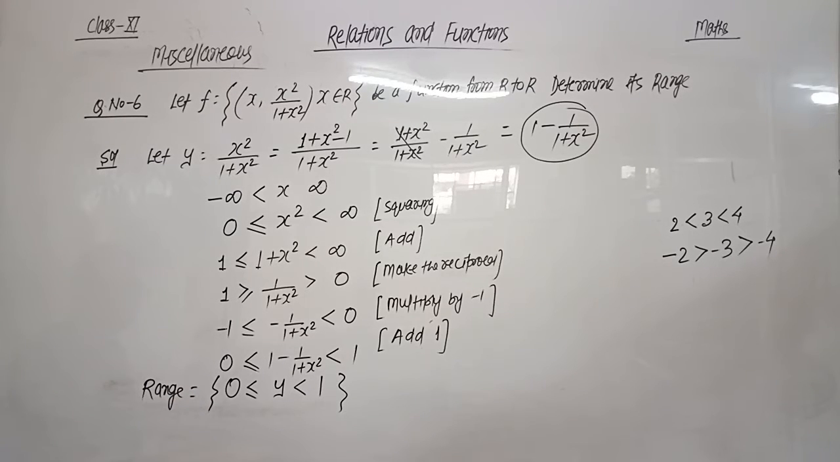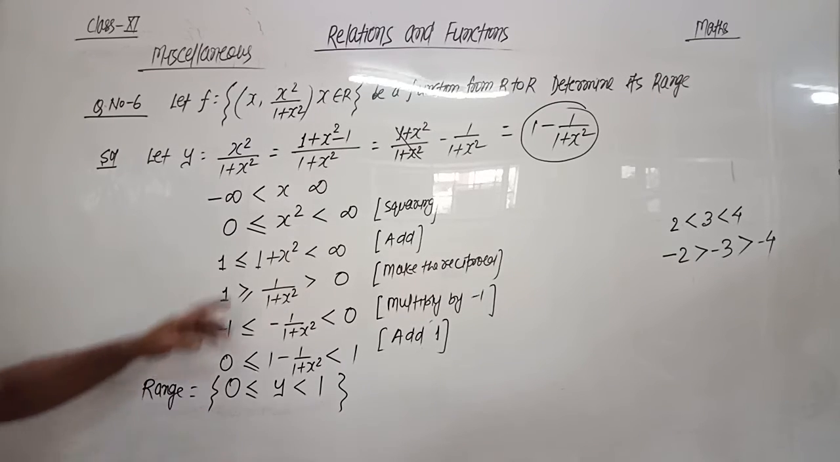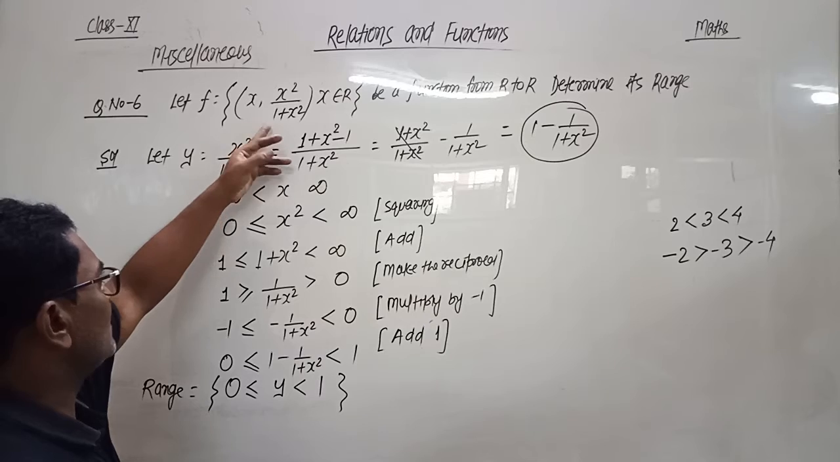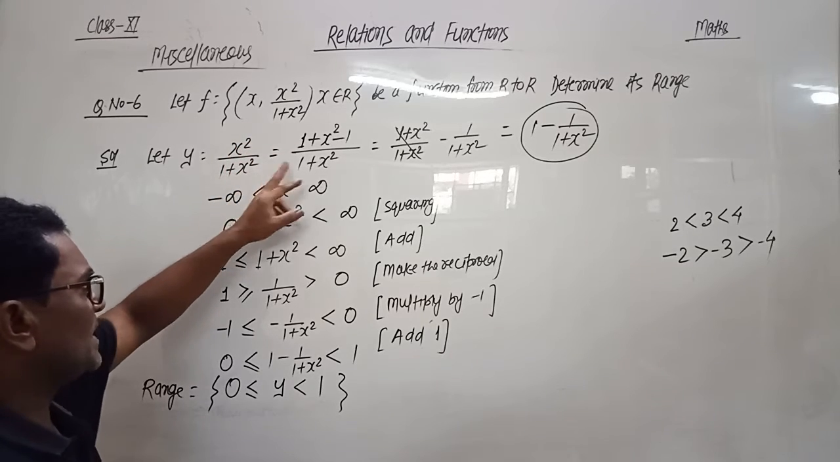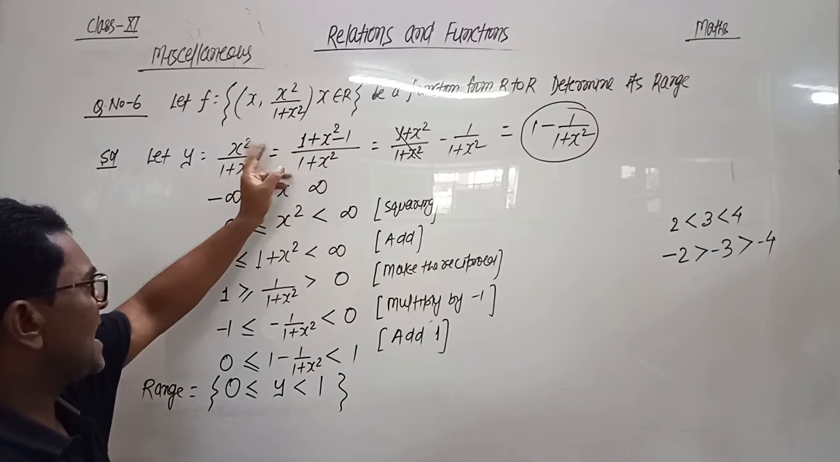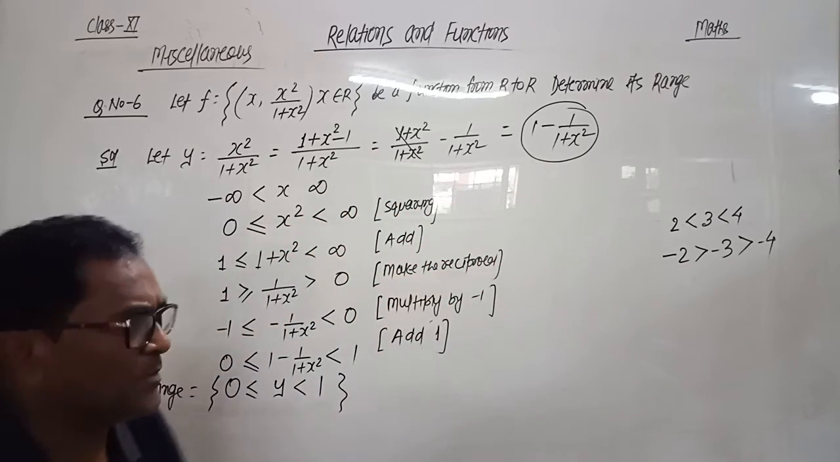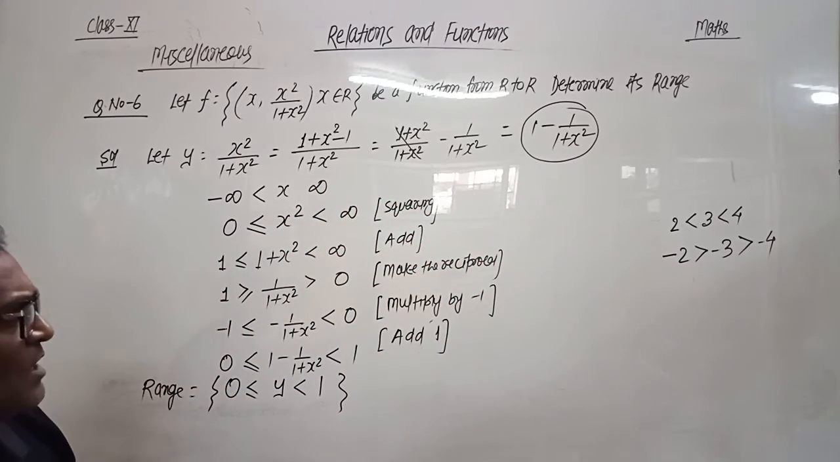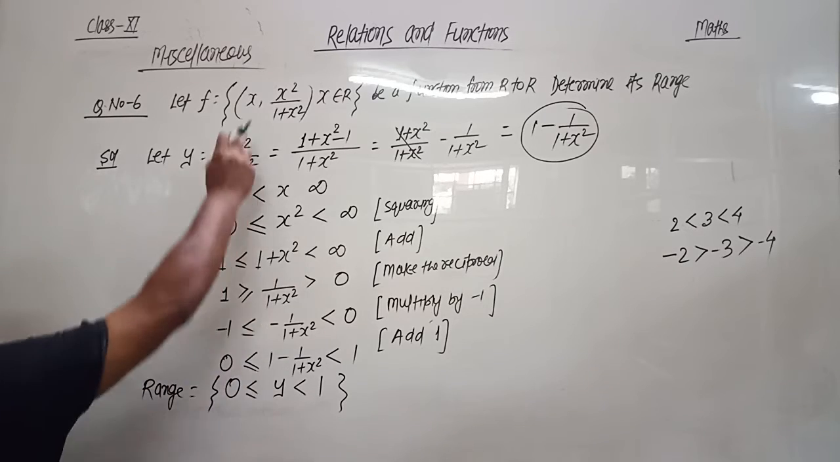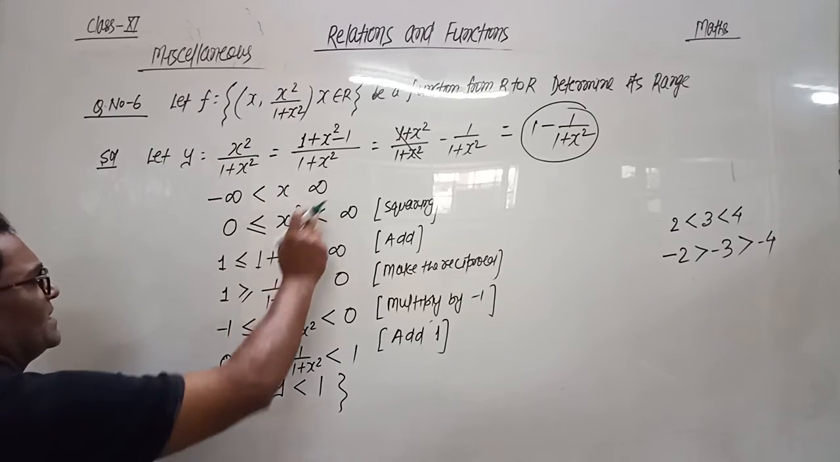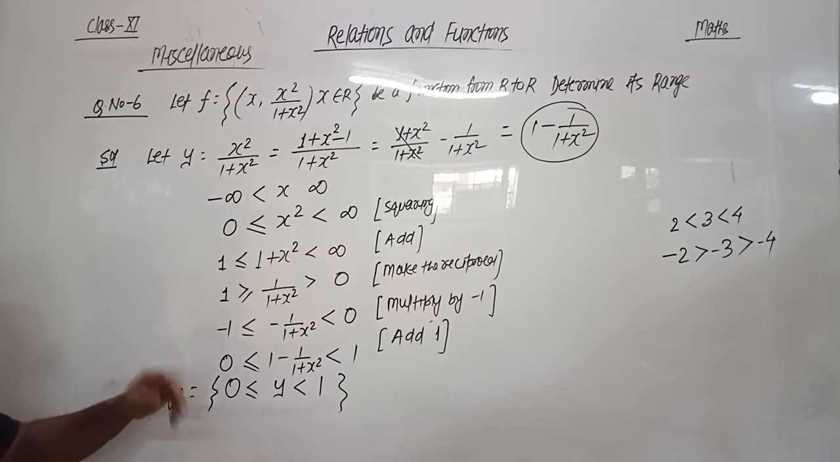Range: 0 is less than or equal to y is less than 1. So what we have done? We have taken y equals x square upon 1 plus x square. Then add 1 and subtract, we get the result 1 minus 1 upon 1 plus x square. Then the value of x lies from minus infinity to infinity for real numbers.